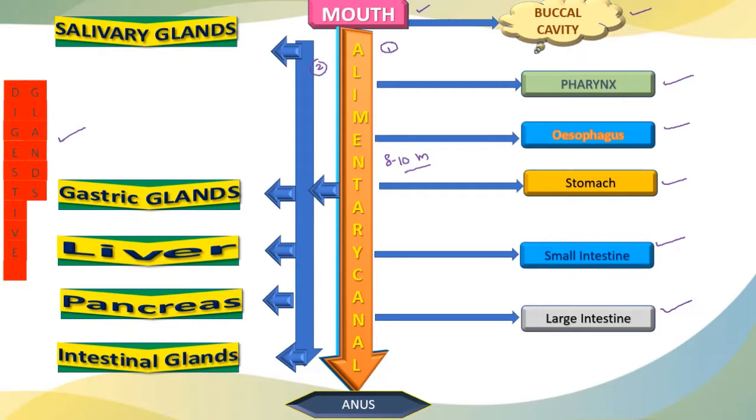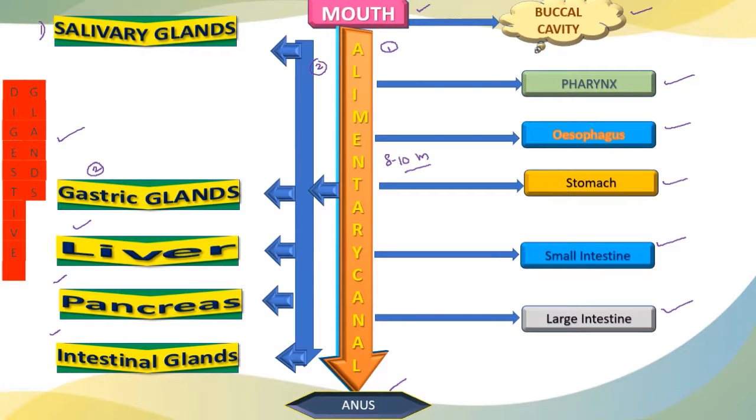And the accessory digestive glands which help in digestion are called digestive glands. There are also several types. Number one is salivary glands, second is gastric glands, third is liver, fourth is pancreas, and fifth is intestinal glands. The alimentary canal starts with the mouth and ends with the anus. This is the overview of the digestive system of human beings.